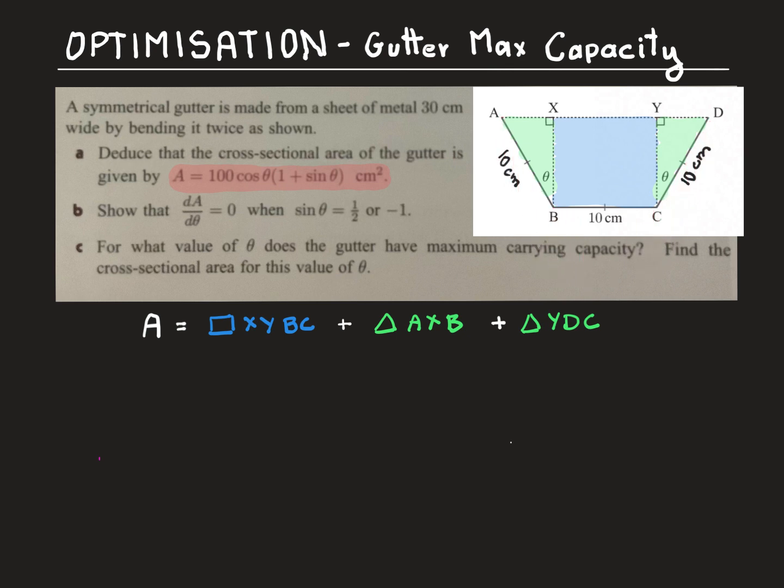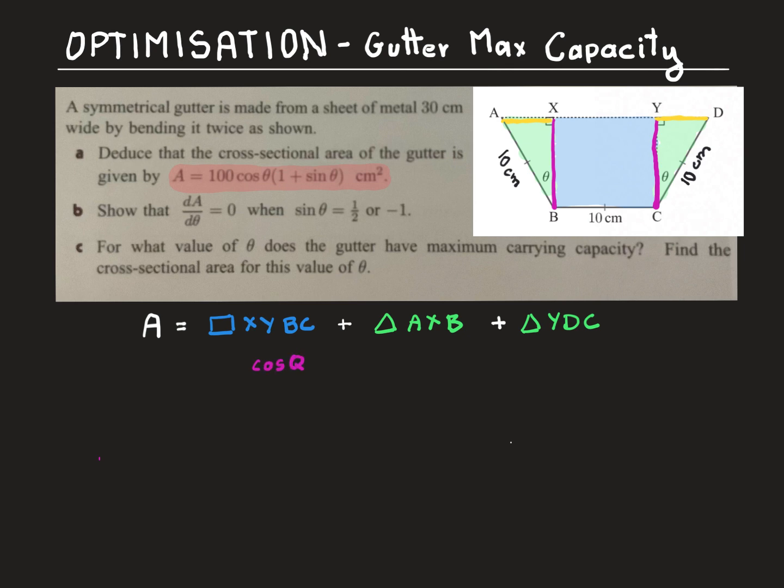They're all the same. But now we need to find out what BX is, and also in the same process YC. They should be the same. Not only that, we also need to find AX, and we'll also need to find YD. And we use sine and cosine rules to find out these lengths.